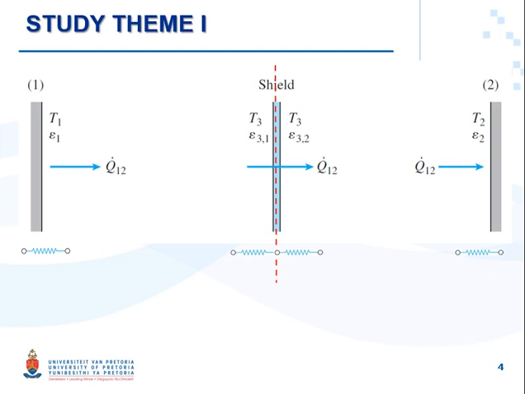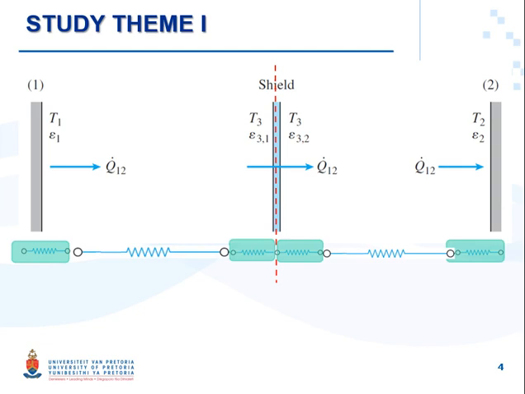Do you agree with me that we have four surface resistances? Why? Because we have four different emissivities. We have emissivity for surface 1, emissivity for surface 2, emissivity for the right hand side of the shield and for the left hand side of the shield. Do you agree with me? Those four surface resistances, in order to connect them, we need two space resistances, as you can see.